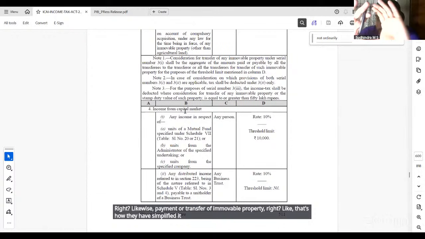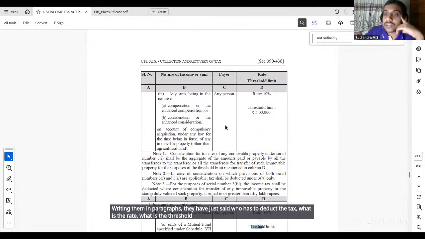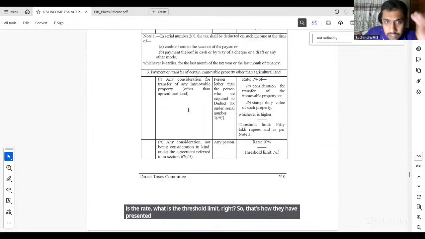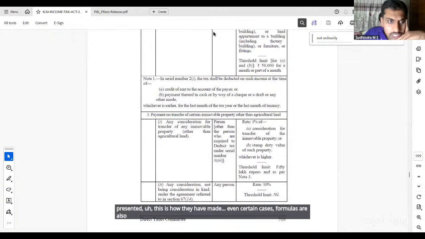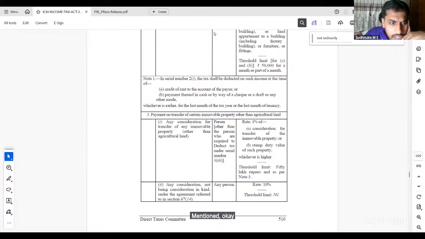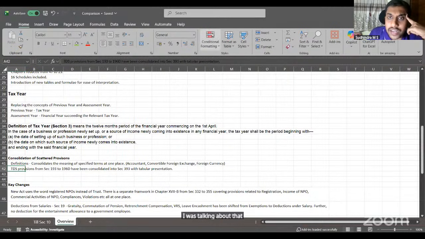And not writing them in paragraphs, they have just said who has to deduct the tax, what is the rate, what is the threshold limit, right? So that's how they have presented. Even at certain places formulas are also mentioned. Okay, formulas are also prescribed. Likewise, tax year is done. I was talking about that consolidation, right? 193 to 196 TDS provisions.